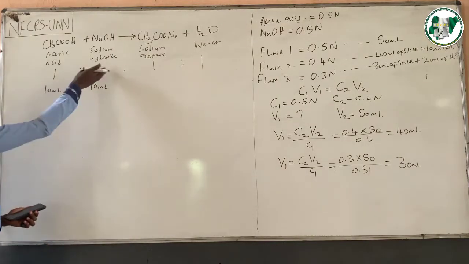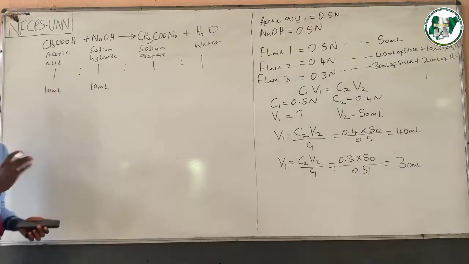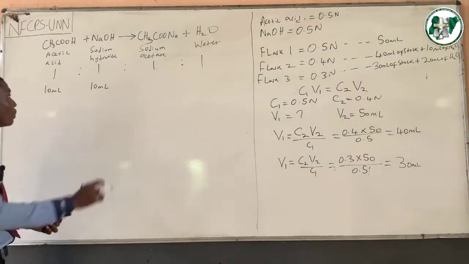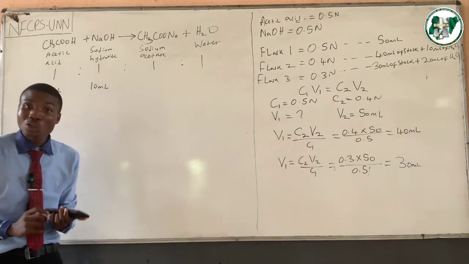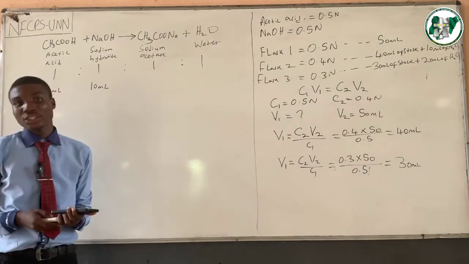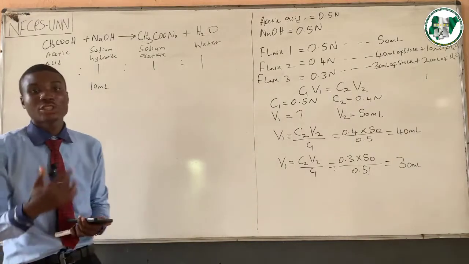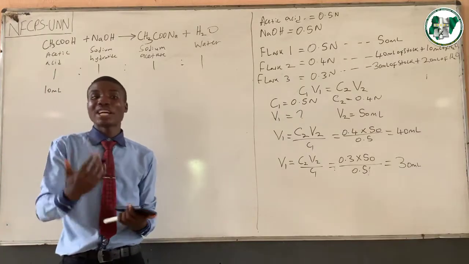You are very correct if you thought about 10 ml also. Since it's a 1:1 reaction, and we have 10 ml of acetic acid without any form of adsorption, it simply means that we need 10 ml of the same 0.5 normal sodium hydroxide for a complete neutralization. You may want to pause this video and watch this again to understand the point I'm trying to make.